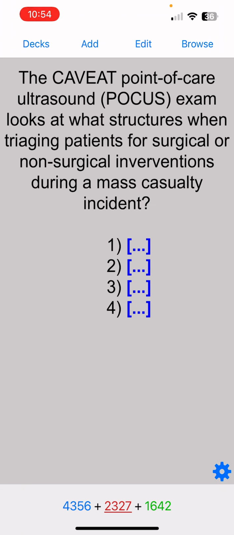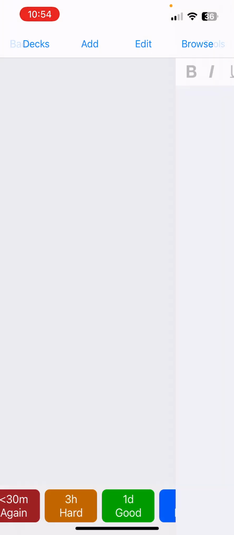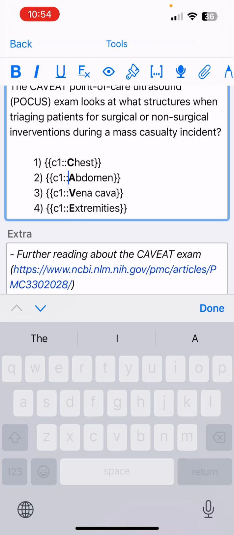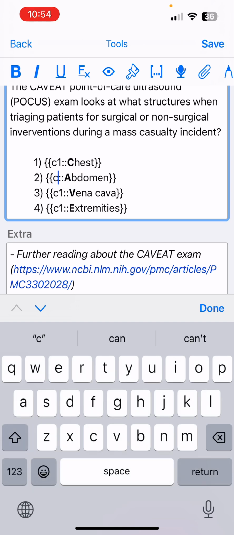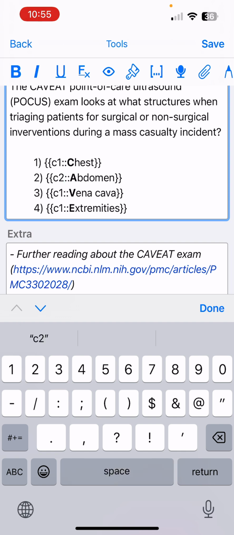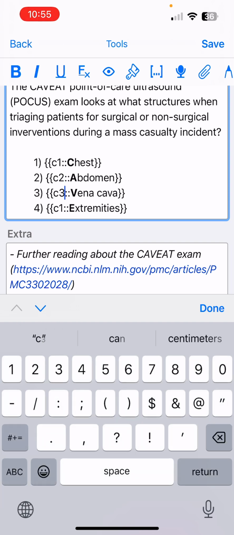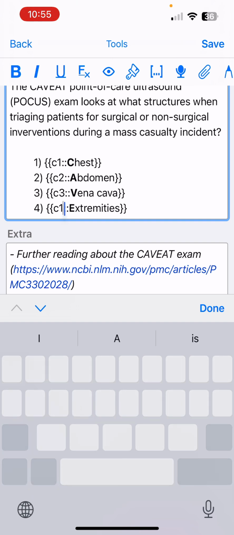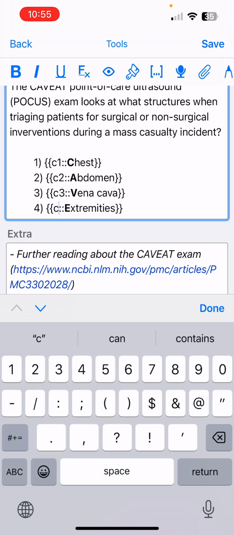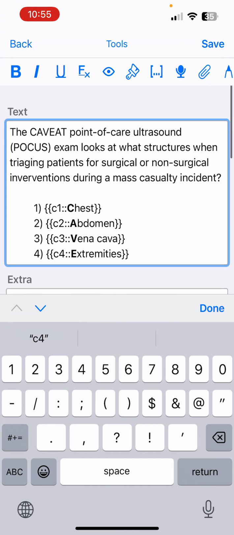The CAVE point of care ultrasound exam looks at what structures when triaging patients for surgery? I don't know, and you're asking all 4 at the same time. Cave. Oh, the cave. I see what you're trying to do there. Cave AT. Is it anesthetic triage? All right, so chest, abdomen, vena cava, and extremities.